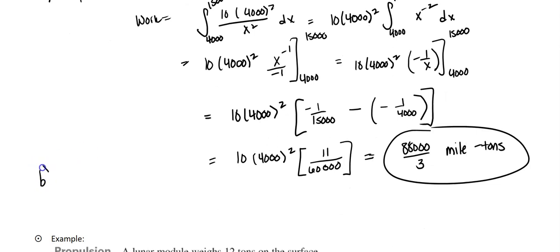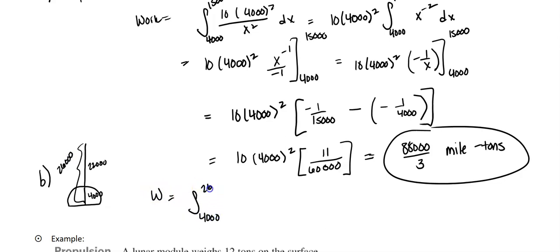Now for part B, of course, you've got your 4,000 miles to get here, and you're wanting to go an additional 22,000 miles. So really we're going from 4,000 to 26,000. So work would be the integral from 4,000 to 26,000 of that same function. So the only thing that changes here is the bounds that you plug in. I'll leave this one for you to calculate, but we've at least got the setup for it.